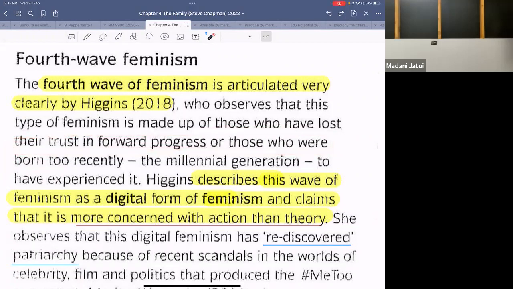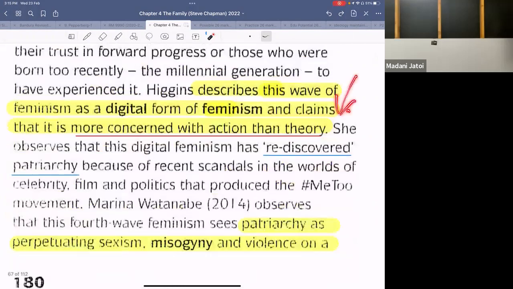The millennial generation to have experienced it. Higgins describes this wave of feminism as a digital form of feminism and claims that it is more concerned with action than theory. Clear? She observes, I mean, this content we've studied over here, you would have an idea of this. And like I mentioned earlier, this has a lot of content that has to be catered to. So yeah, she observes that this digital feminism has rediscovered patriarchy because of recent scandals in the worlds of celebrity, films and politics that produced the Me Too movement.